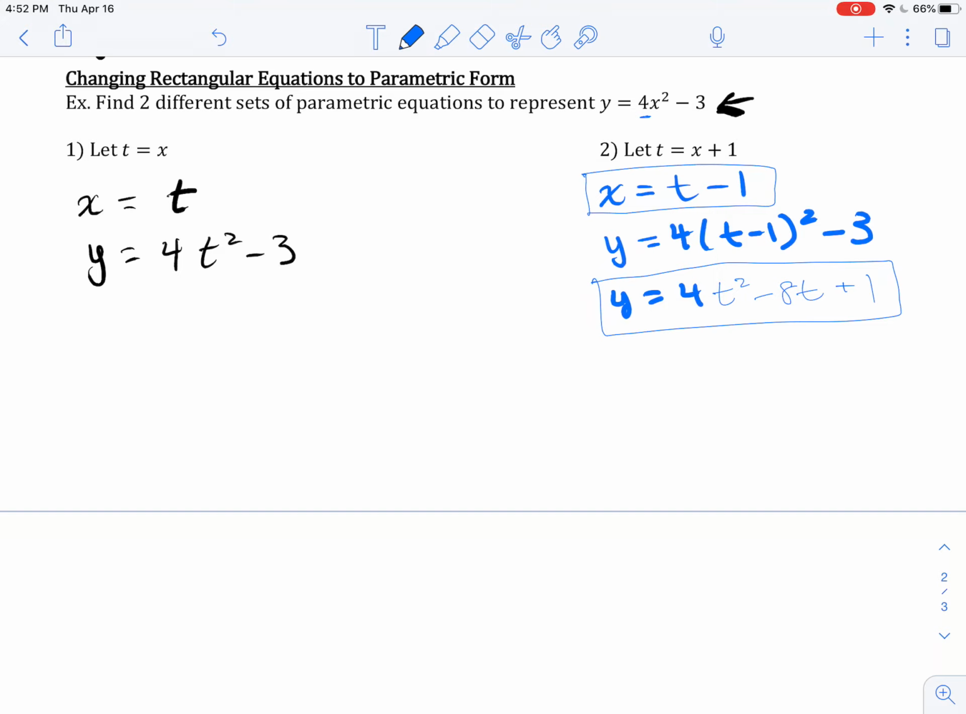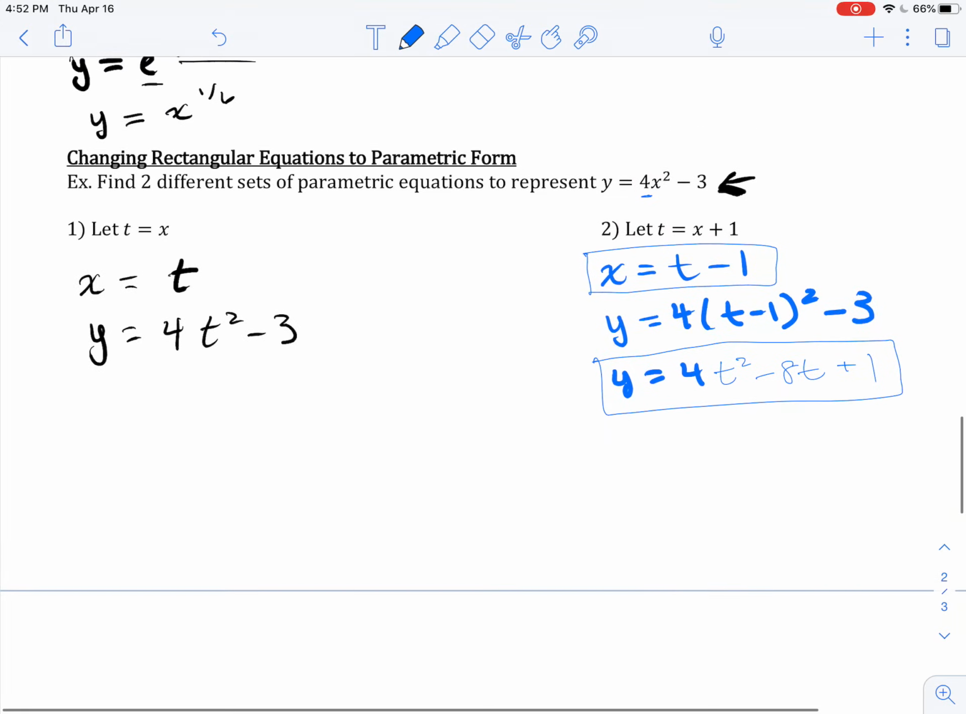So hopefully parametric equations make some sense to you. Just know that we're shifting from working with rectangular equations, like we had up here, to working with parametric equations, which is just another way of expressing the same equation. All we're doing now is expressing both our variables x and y as functions of some other independent variable, which we call our parameter. And we can go both ways.